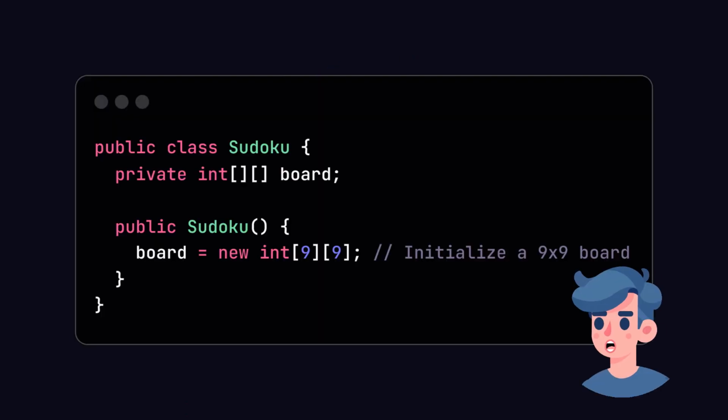To implement this, we need to understand how to represent our Sudoku grid in Java. We'll start by creating a 2D array to represent the Sudoku board. In Java, we can use a 9x9 array of integers initialized to 0, where a 0 represents an empty cell. Let's write the code for this.